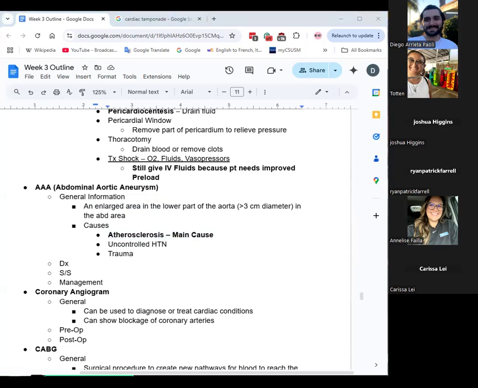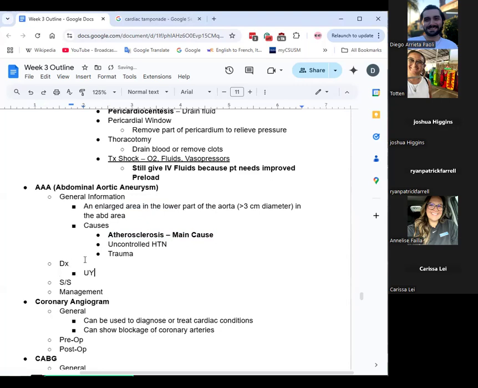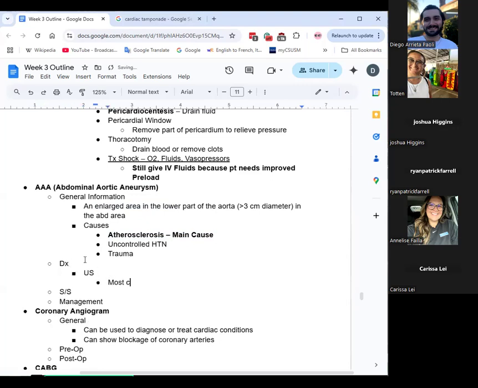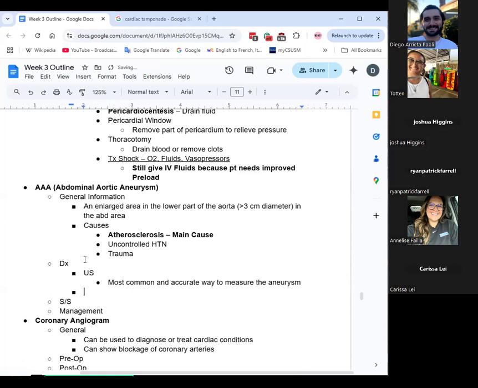Let me see what else I got for you guys. The diagnostics, I'll just give that, because I've been saying a lot of the same stuff over and over again. So the ultrasound is going to be the most common and accurate way to measure the aneurysm. But there's also the abdominal pelvic CT scan.